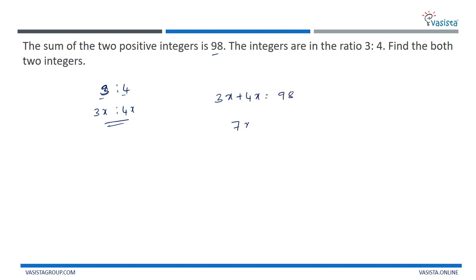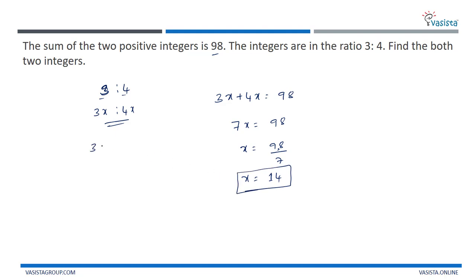So 7x is equal to 98. Therefore x is equal to 98 by 7. If you simplify, 7 ones are 7, then 2 remainder, 7 fours are 28, so x is equal to 14. Now substitute the value of x here.